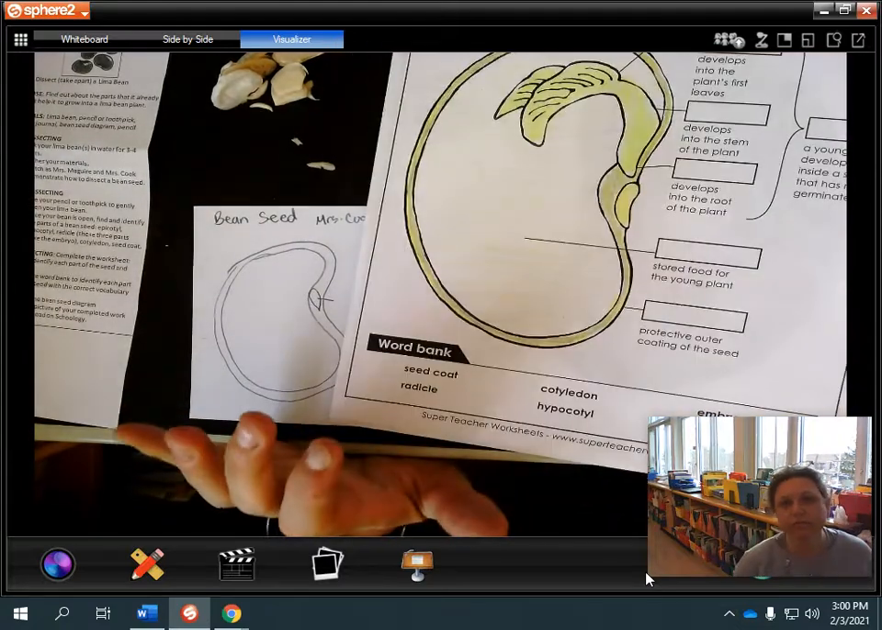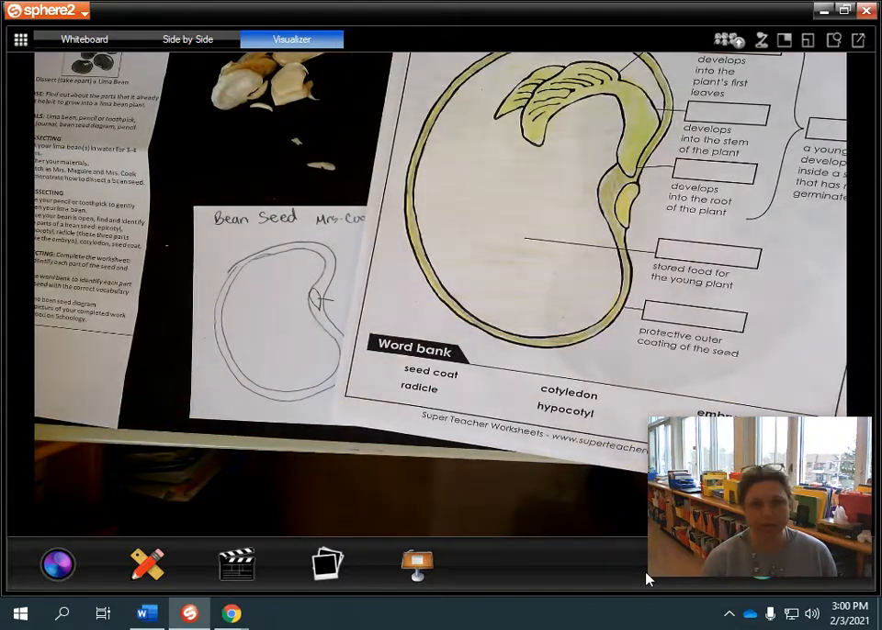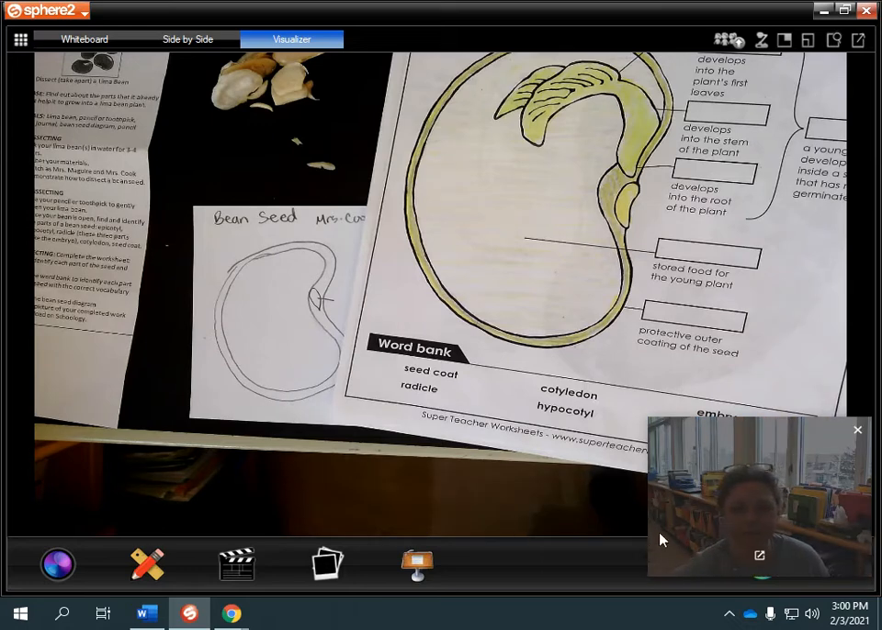And while you're doing all of this, I do want you to be thinking about what are the parts of a plant that help it survive, and how do they help it survive? All right, scientists, have fun with your dissection. Bye.